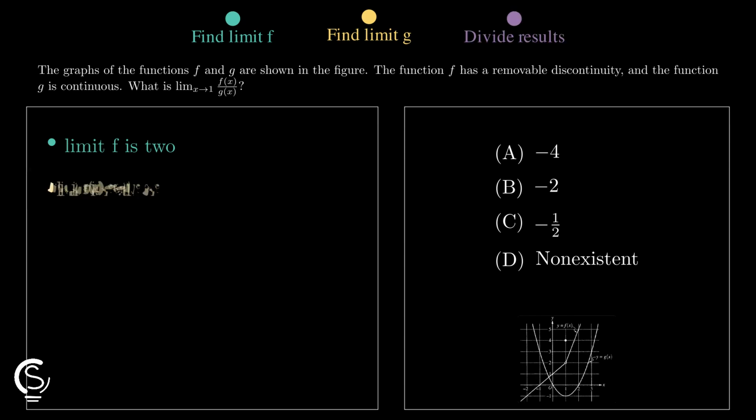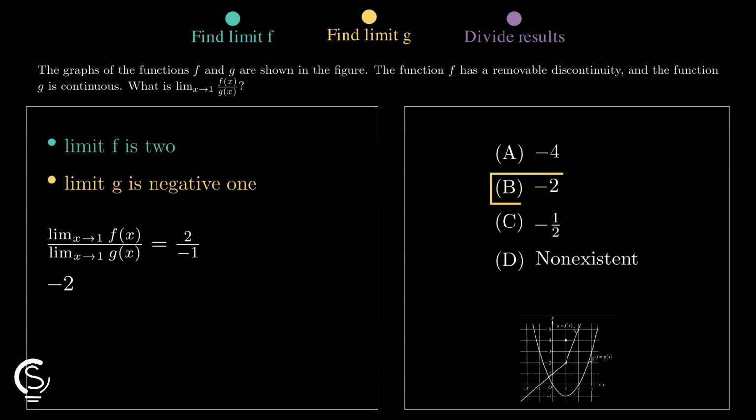Finally, divide the two limits. 2 divided by -1 gives us -2, which matches our target option. Boom! We just solved the problem in record time. Let's go!